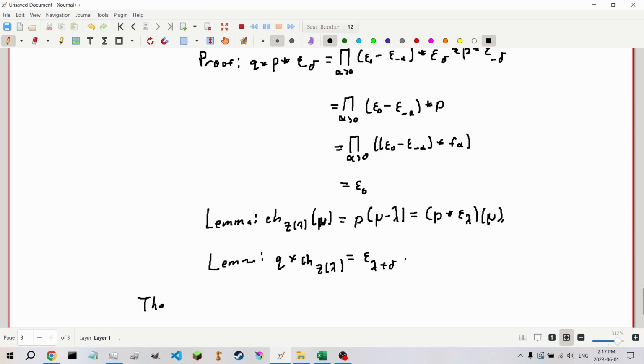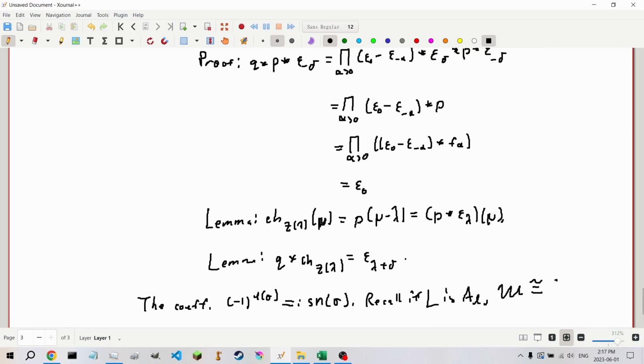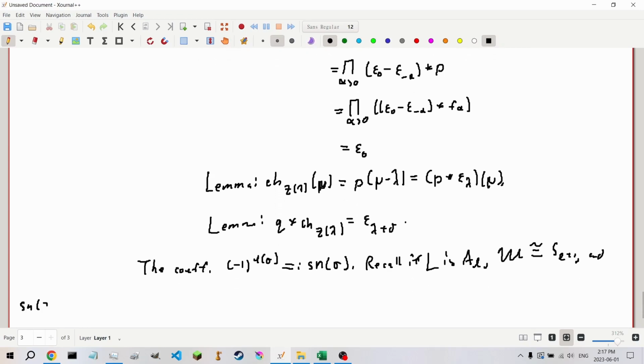And one last thing to note before we end off here. The coefficient of -1 to the L of our sigma, we will define as Sn of sigma. Recall, if our L is of type A of L, the Weyl group is isomorphic to the symmetric group of L plus 1, and Sn of sigma is just the sign of the permutation of sigma.